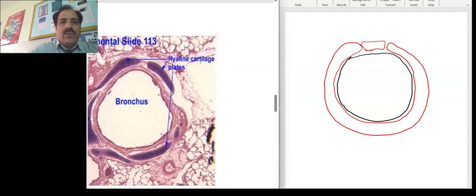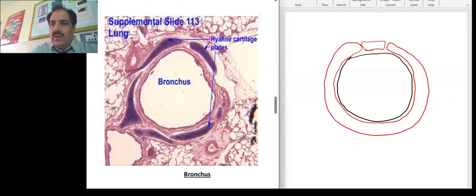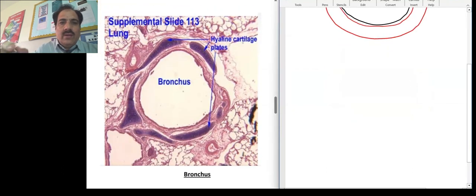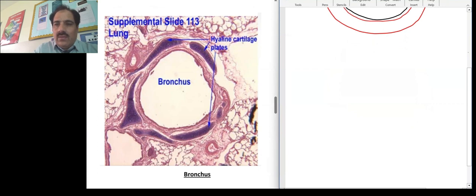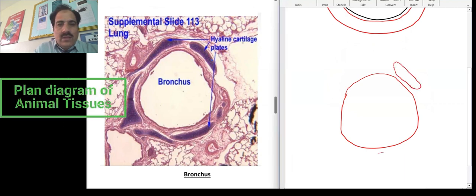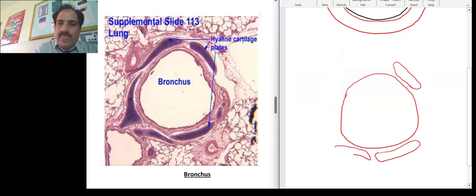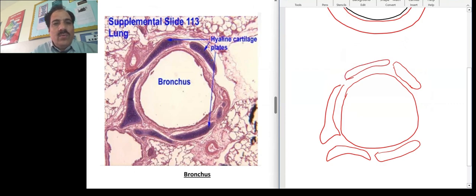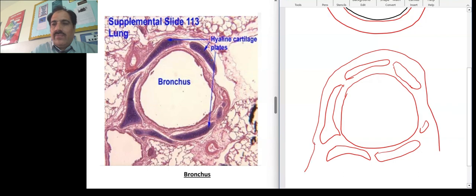Now we have a bronchus here. So if we make the TS of a bronchus, this is the lumen of the bronchus. Then we can see the cartilages are spread. So I can see a cartilage over here, scattered cartilages. I can see a cartilage here, another one over here. So in case of the bronchus, we don't have the C-shaped cartilage. The cartilages are spread here and there, and then there may be an outer layer like this one. So this is the TS of a bronchus.